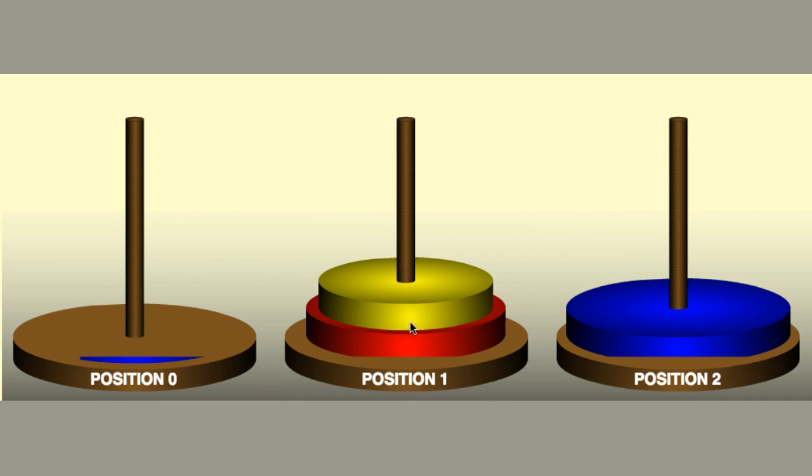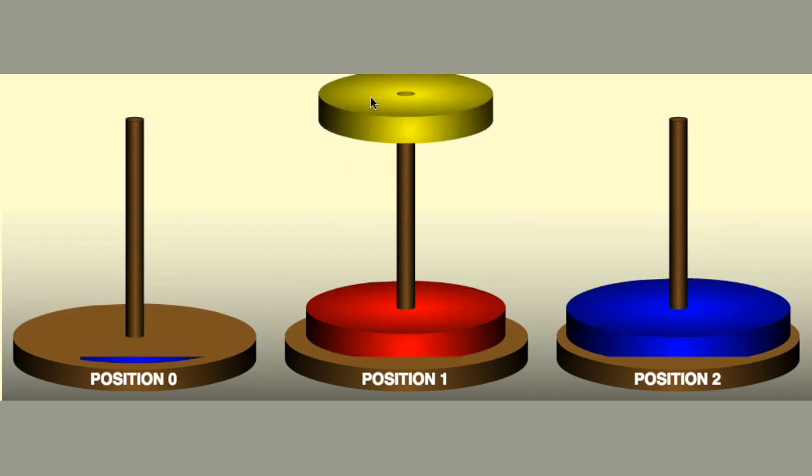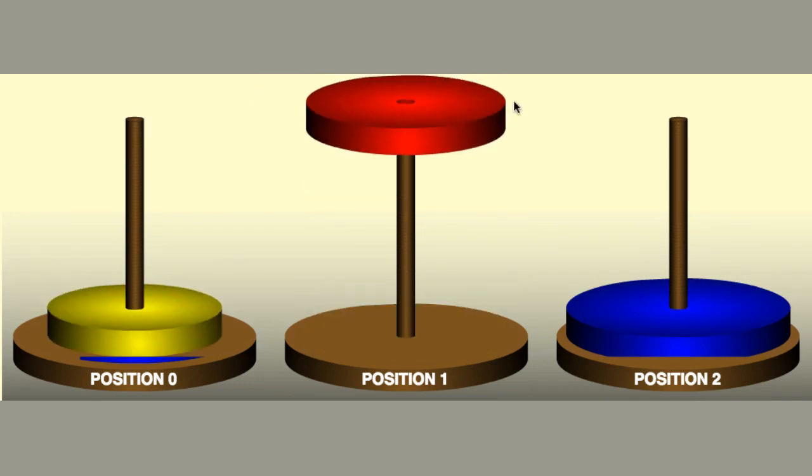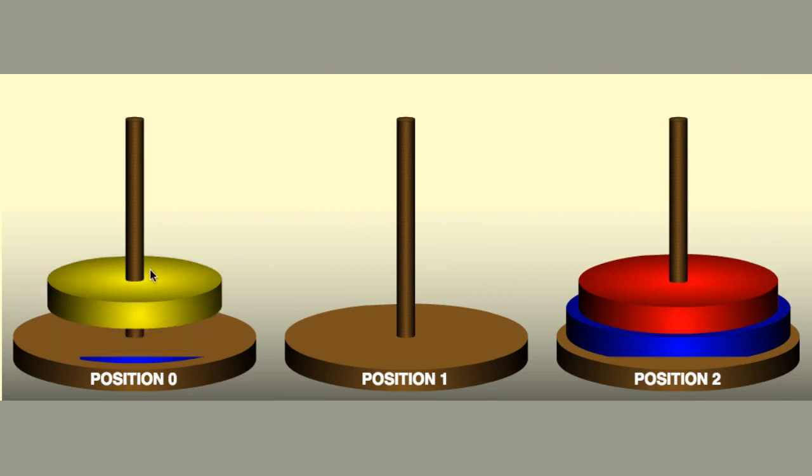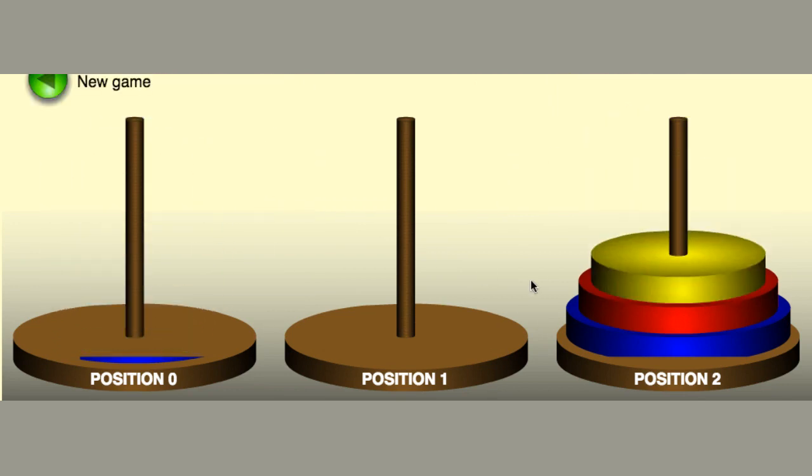So for that, now the problem is there are two disks, the source is this one, the destination is this one, and this is the auxiliary. So just pick this disk, put it on the auxiliary, move this to the destination, and then move this to the destination. So we are done.